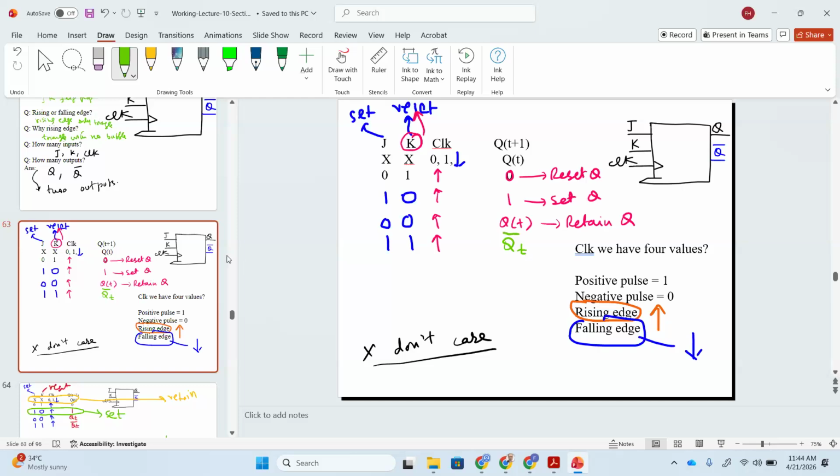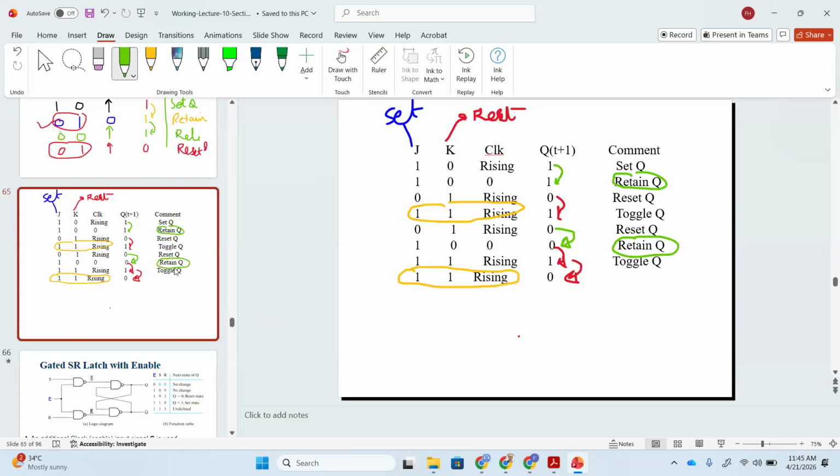I don't get the set and reset part. Which one? The last one? Reset and set. Okay, now can you see here? Please remember J stands for set and K stands for reset. So K is now 1, so we are resetting Q. Here, J is 1, so we are setting Q. You got it or not? Clear? Okay, now I'm going to make an example, because examples are always good.